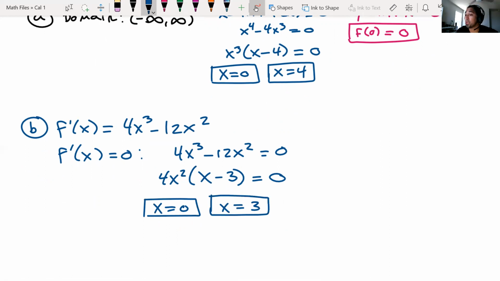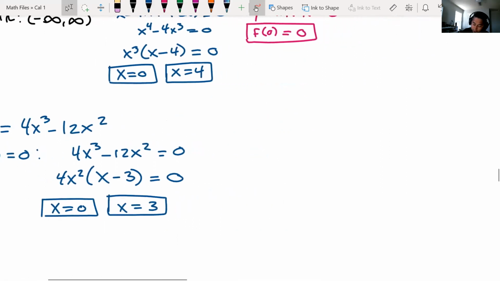And now we will create a sign chart. So this is all going to be in step B.